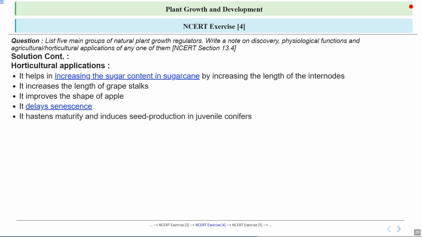It can also hasten maturity and induce seed production in juvenile conifers. This is especially useful in forestry, where faster seed production can help with replanting and conservation efforts. So it shows how plant hormones are valuable beyond just food crops.